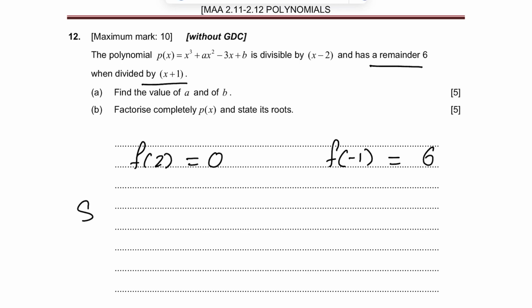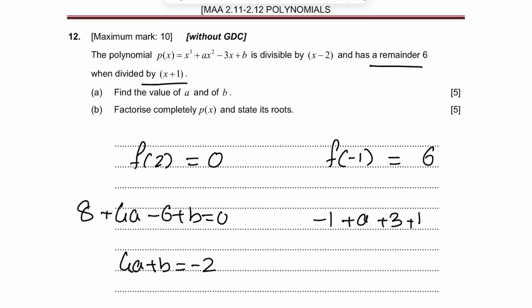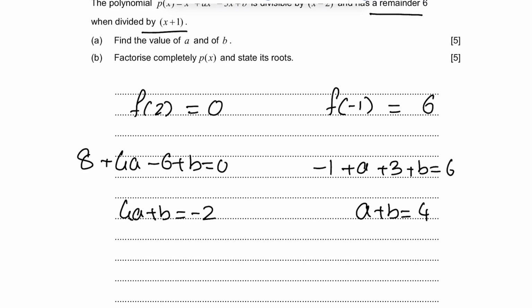So it becomes 8 plus 4a minus 6 plus b should be equal to 0. So 4a plus b equals negative 2. F of negative 1: so negative 1 plus a plus 3 plus b should be equal to 6. So a plus b equals 4. Now solve these two simultaneous equations either by using the GDC or by direct formula.